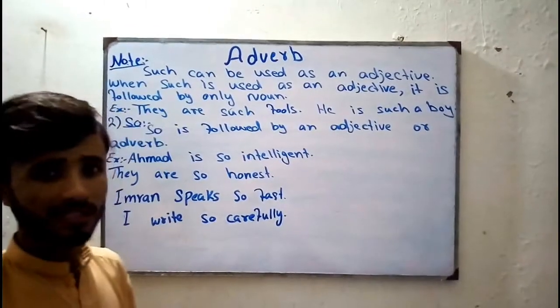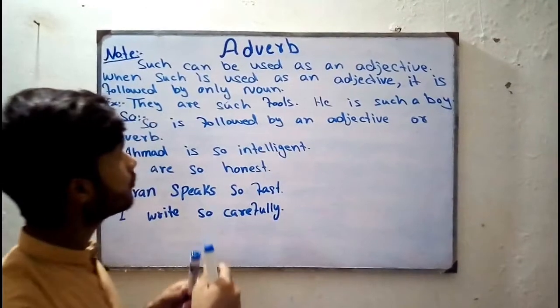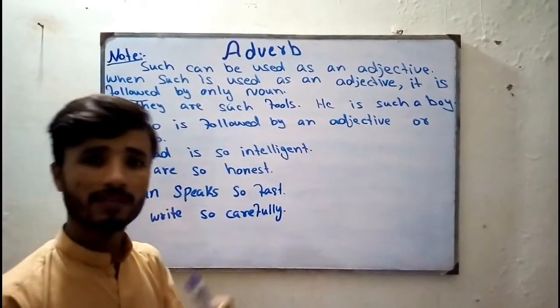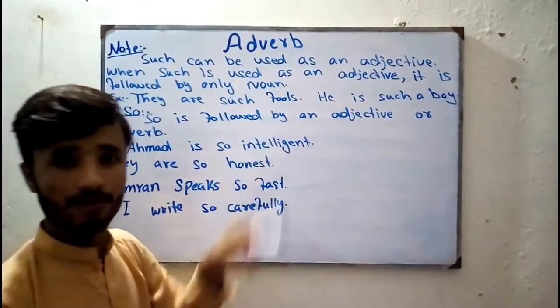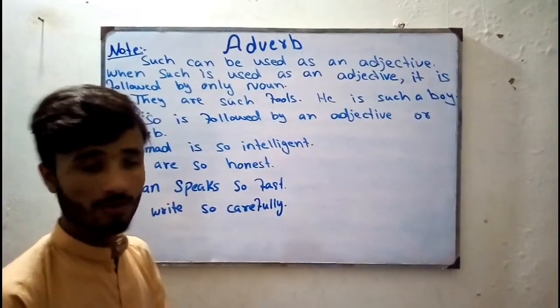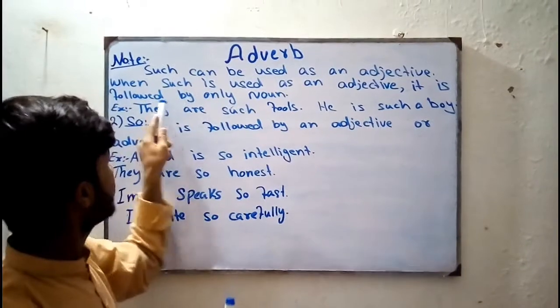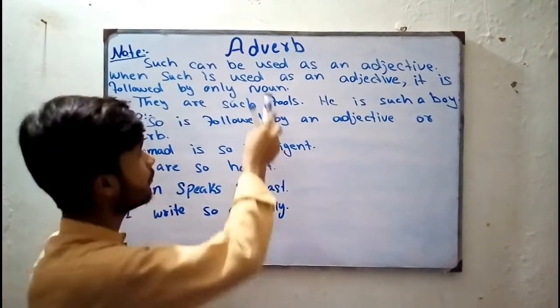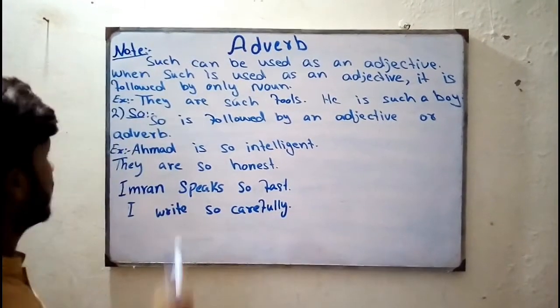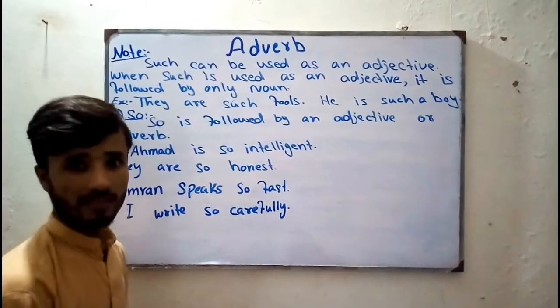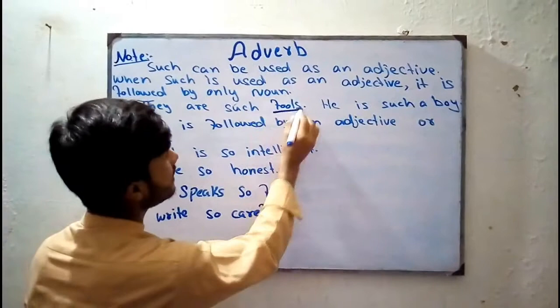Whenever we want to use such as an adjective, it is followed by only a noun. Is this clear? Whenever we want to use such as an adjective, then we have to write such before a noun. How? See the example. There are such fools. See, this is a noun with us, right?